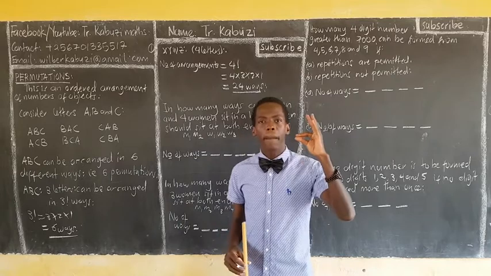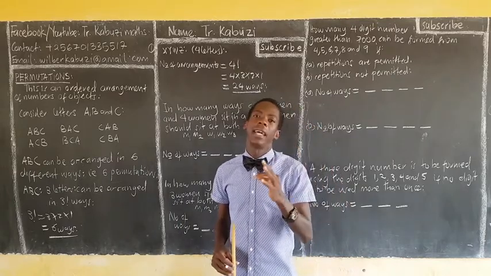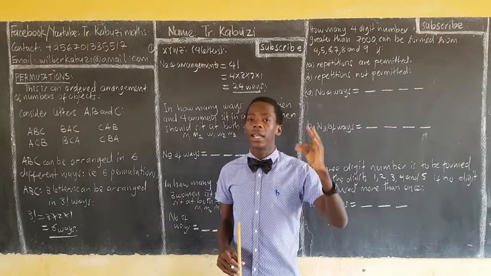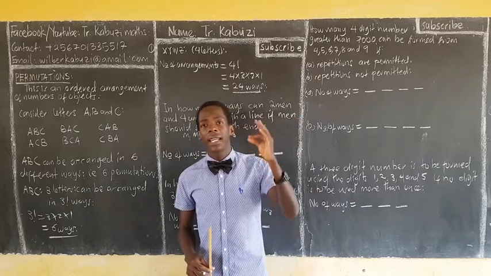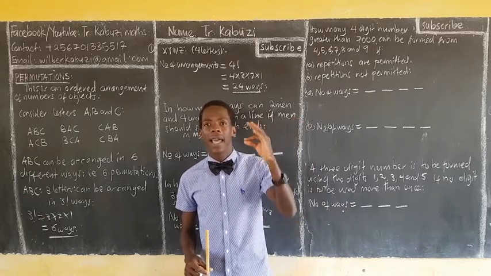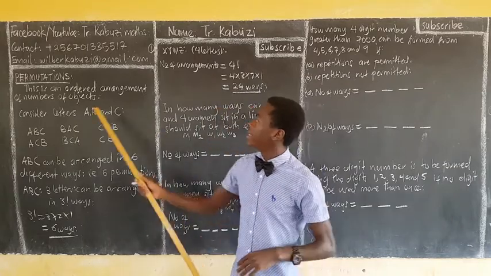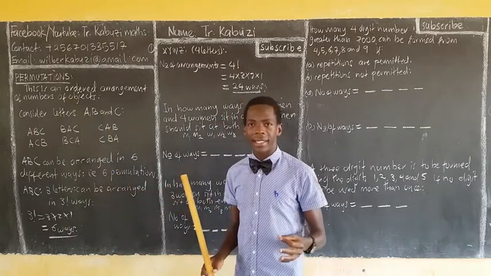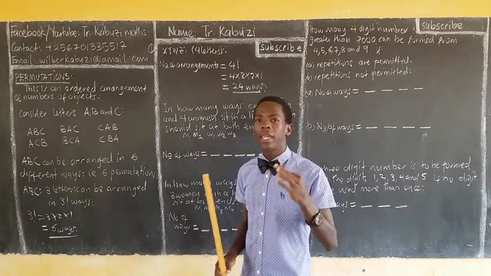Now, permutations deal with order. Any permutation we talk about has something to do with the order of arrangements of those objects, those letters, or those numbers. How do they define a permutation? This is an ordered arrangement of a number of objects. Now, the question is, how do we handle that?